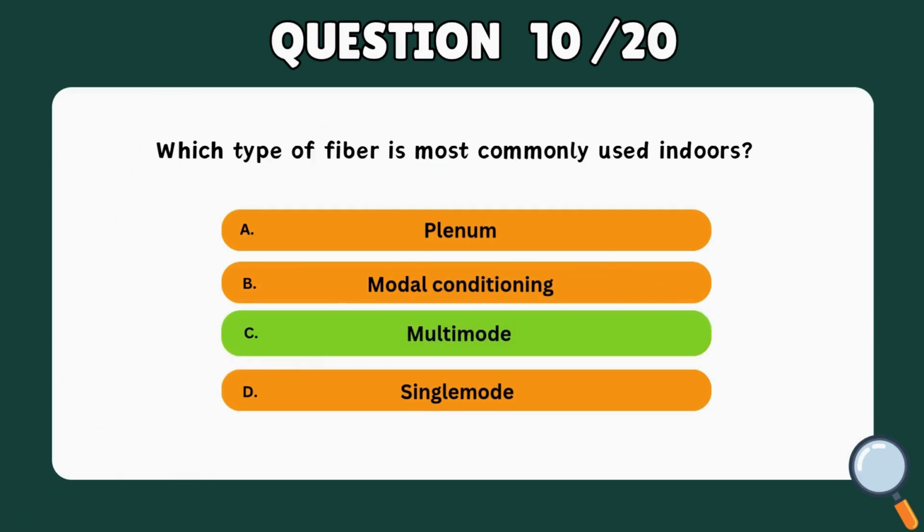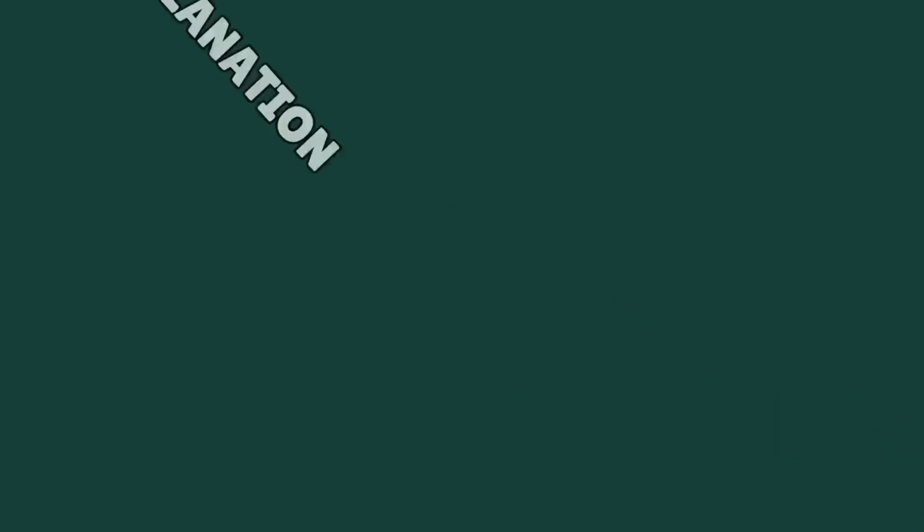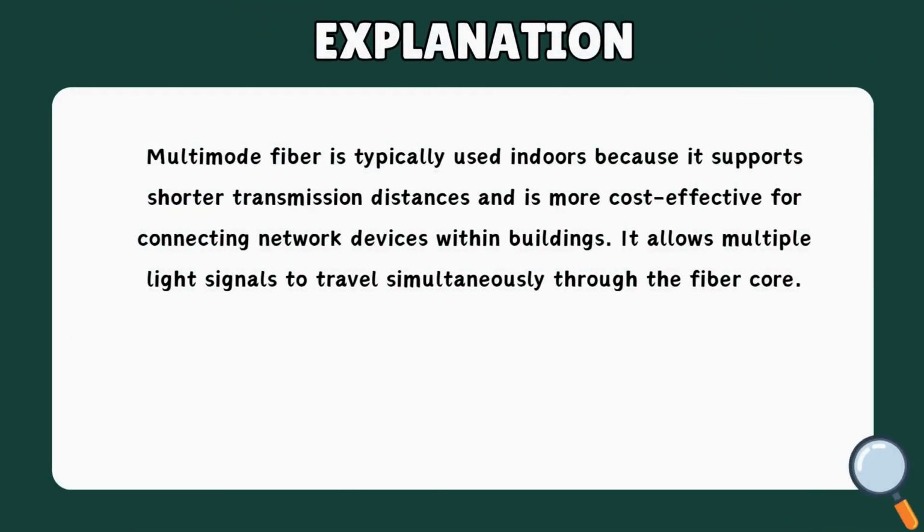Correct answer: C. Multi-mode. Multi-mode fiber is typically used indoors because it supports shorter transmission distances and is more cost-effective for connecting network devices within buildings. It allows multiple light signals to travel simultaneously through the fiber core.